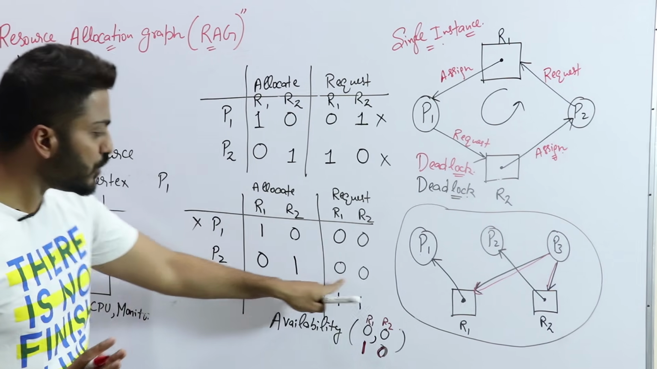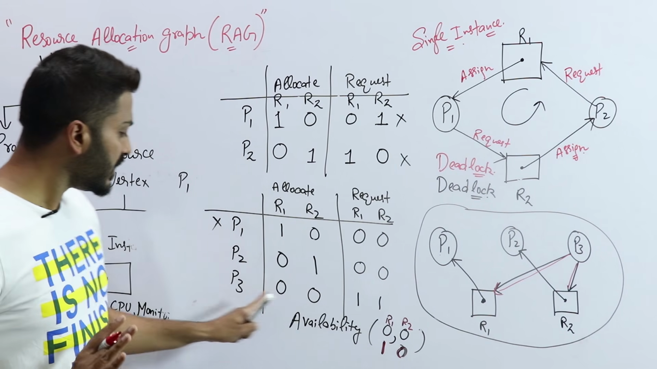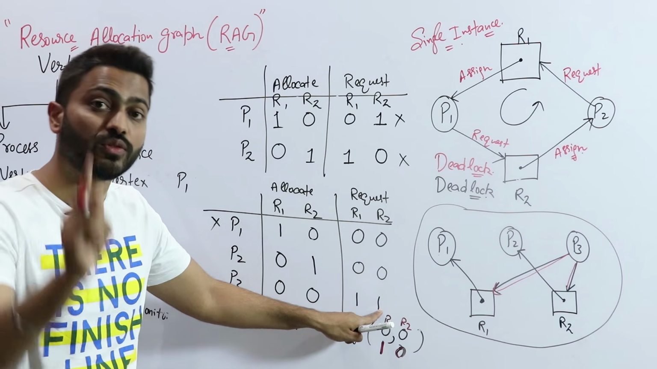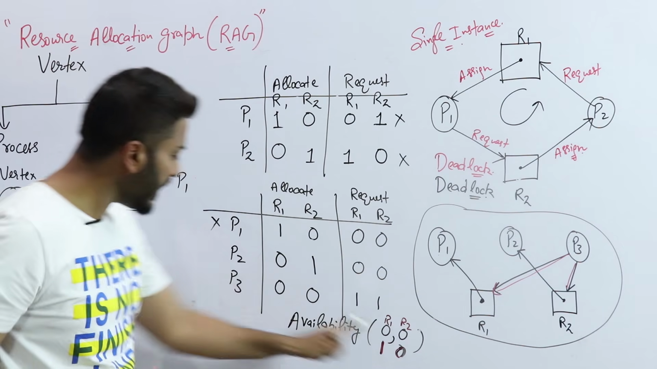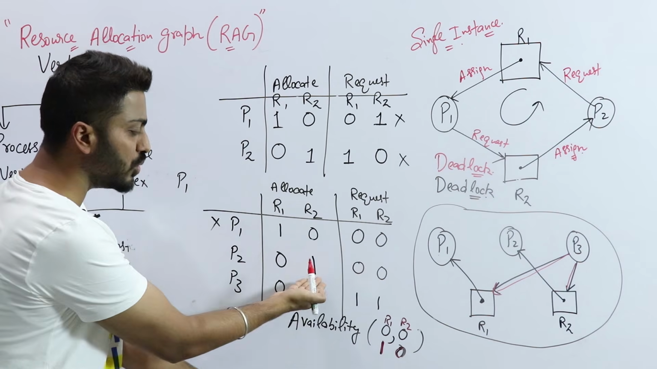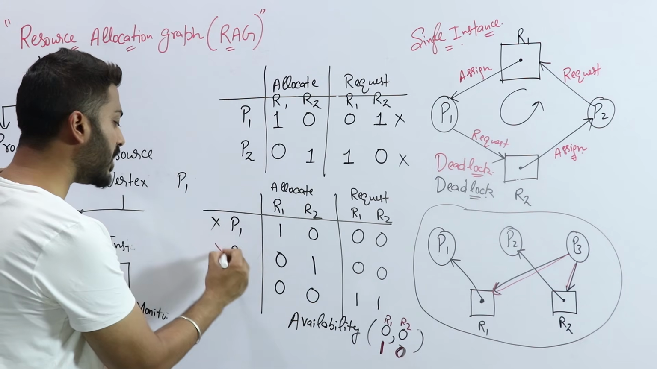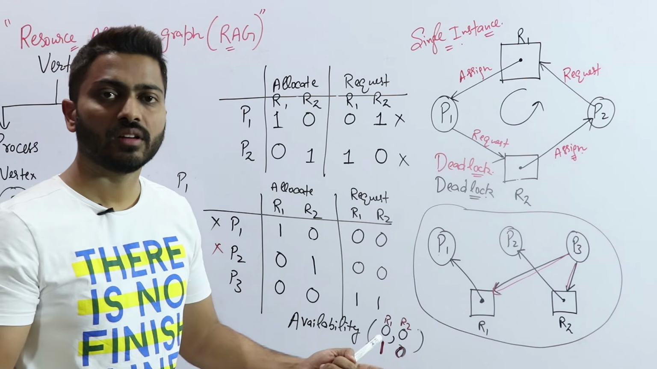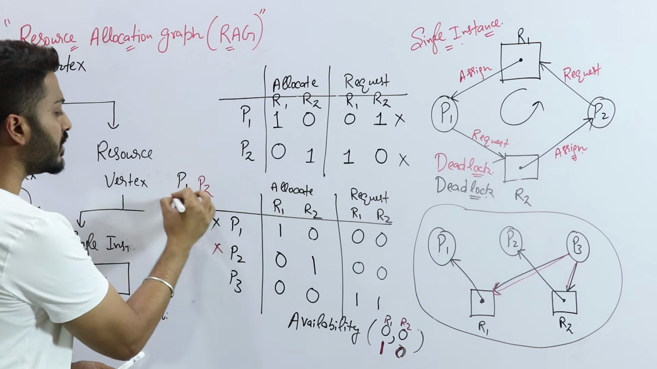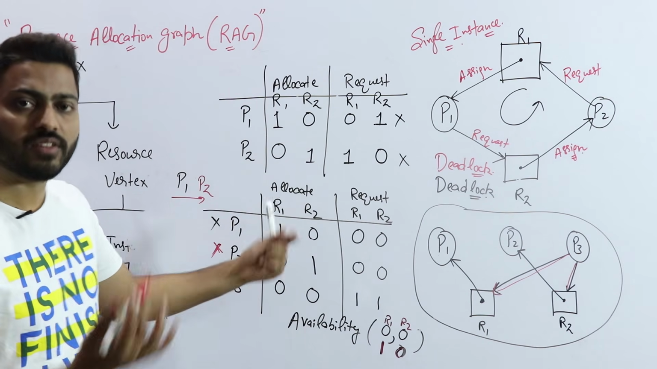Now see, can I fulfill the request of P3 now? No, still it is not possible, because I can give one resource of R1 to P3, but P3 needs one resource of R2 also, and I don't have any. But can I fulfill the request of P2? Yes. P2 needs nothing. P2 has one resource R2 and is not demanding anything. If it is not demanding, simply terminate. It will terminate because it will successfully execute. When it terminates, whatever resources it has will be taken back.